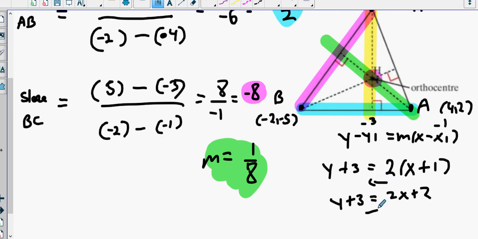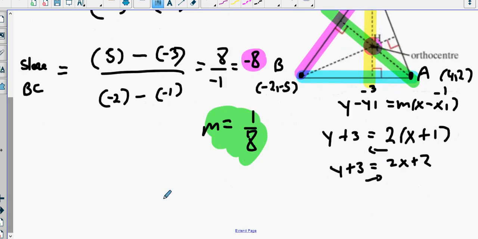and then we're going to end up with minus 2x plus y equals minus 1. And that there is the equation of the yellow line.